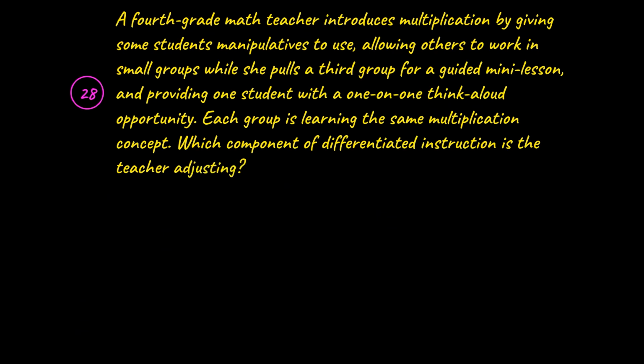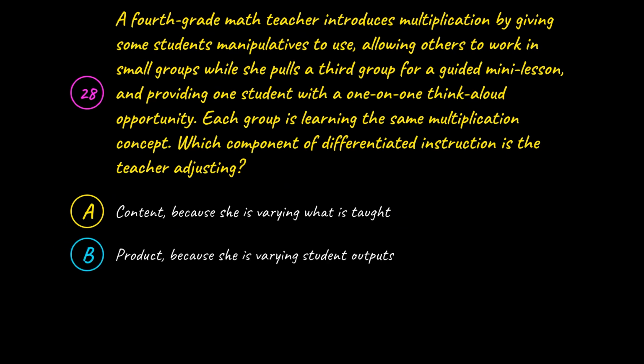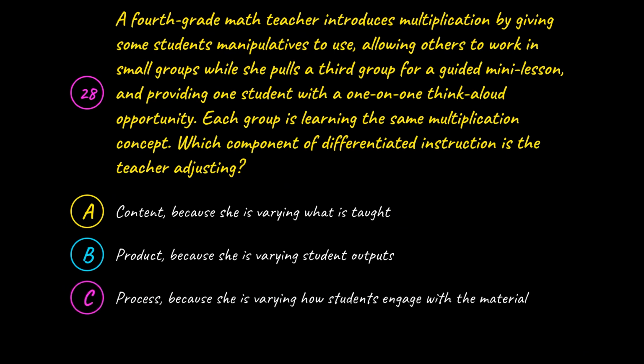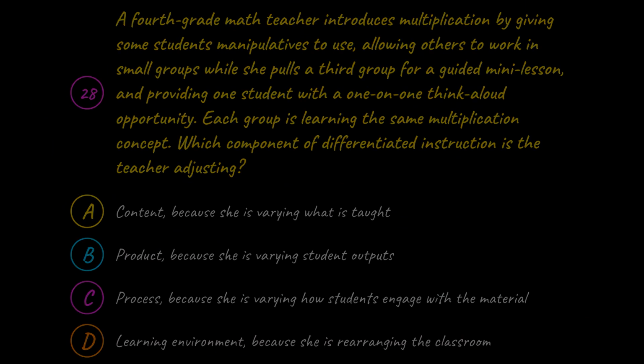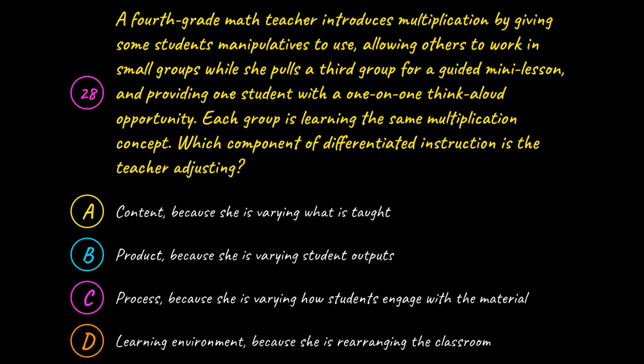Your options are A. Content, because she is varying what is taught. B. Product, because she is varying student outputs. C. Process, because she is varying how students engage with the material. D. Learning environment, because she is rearranging the classroom. What's your answer? Commit to one before I continue.